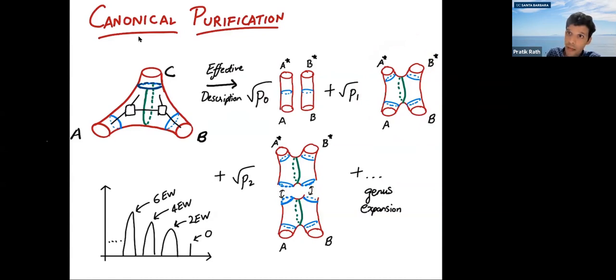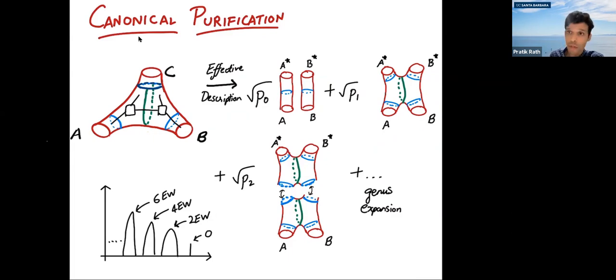If you compute now the entropy of AA star, what do you get? Well, when you compute the entropy of AA star, the minimal cross-section is actually this green surface and this green surface. Since the original green surface itself was twice EW, you end up with an answer that's 4 times EW.